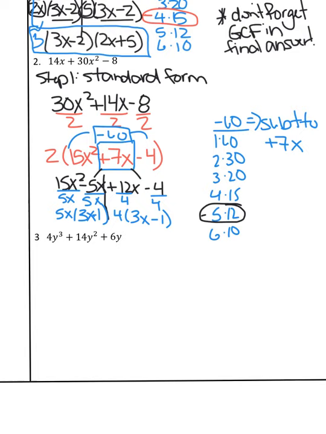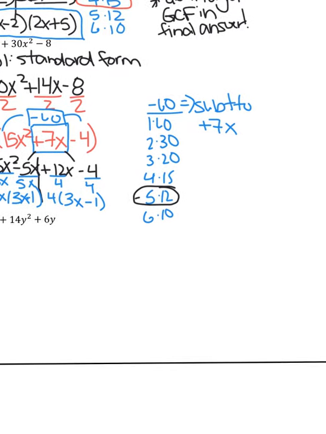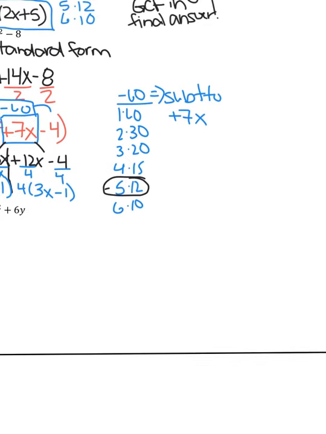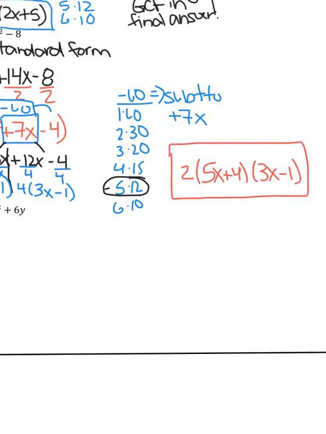Right, so my answer, I'm going to move this over a little bit so I can put the answer over here. I'll write my answer in red. So my factors are 5x plus 4 times 3x minus 1. And then the GCF we took out at the way beginning here was the number 2. So this is my final answer, 2 times 5x plus 4 times 3x minus 1, right?